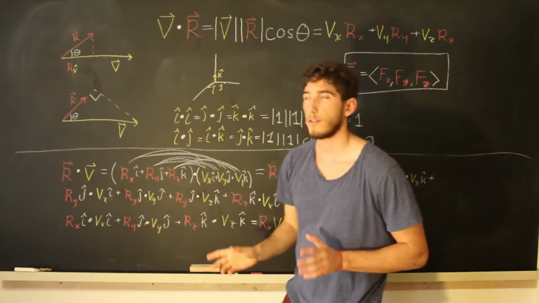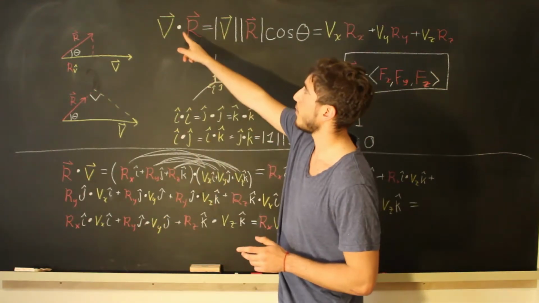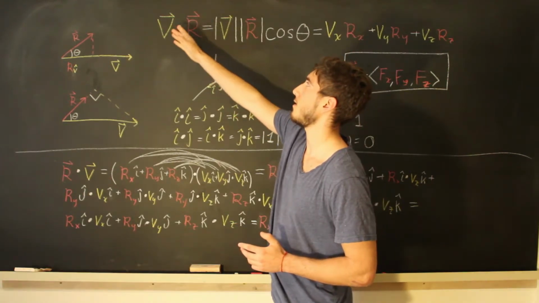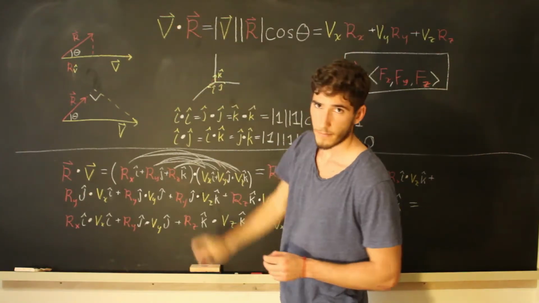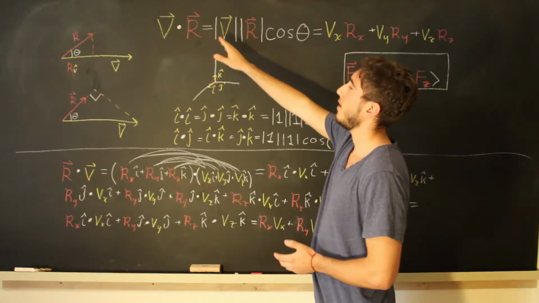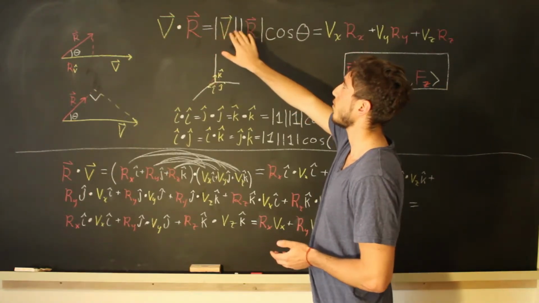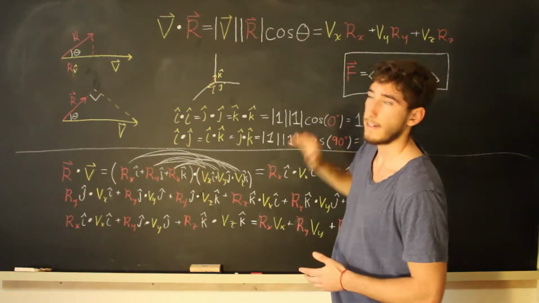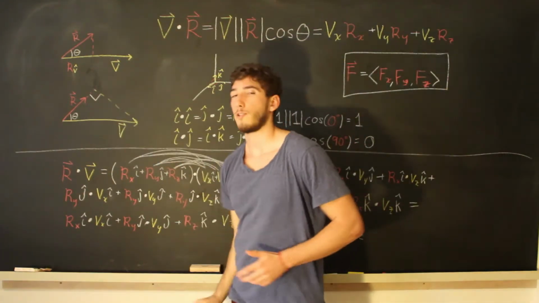When we denote dot products, we put a big dot in between the vectors, so vector v dot vector r, and the dot product is equal to the magnitude of both vectors multiplied times cosine theta, and theta is the angle between them.